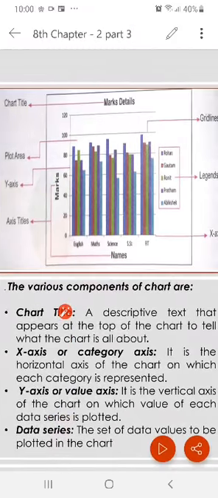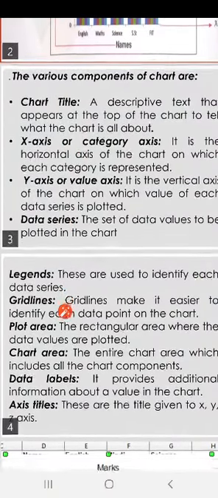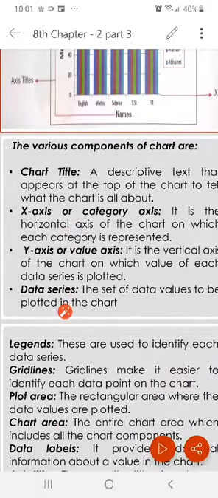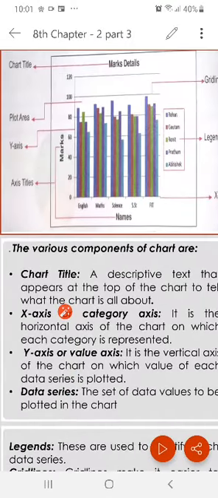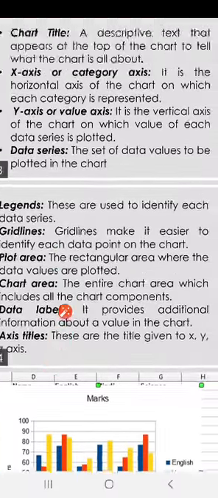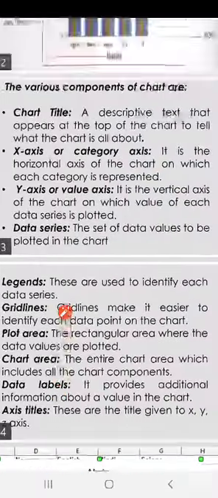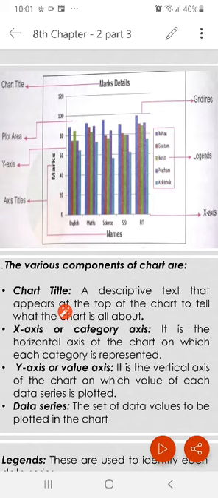Now grid lines, you can see here, these lines are known as grid lines. They make it easier to identify each data value properly. Plot area is the area on which data series are plotted. Chart area, the entire chart area is what you can see here. And axis title, the titles given to x-axis, y-axis, and z-axis. Z-axis is used when we are using a 3D chart. Here name is given to x-axis and marks is given to y-axis.